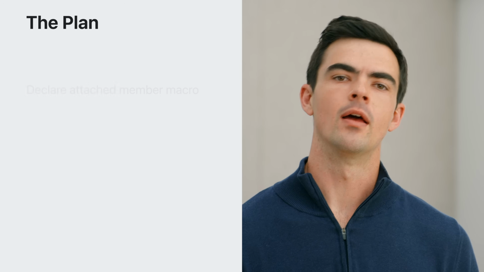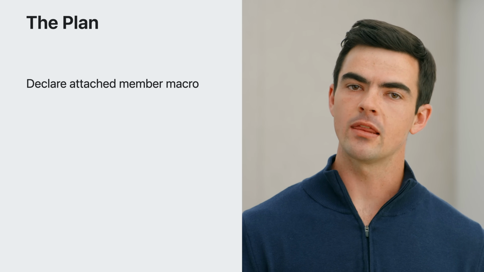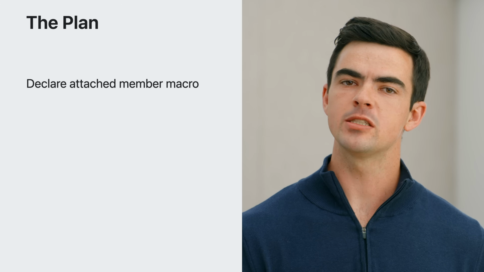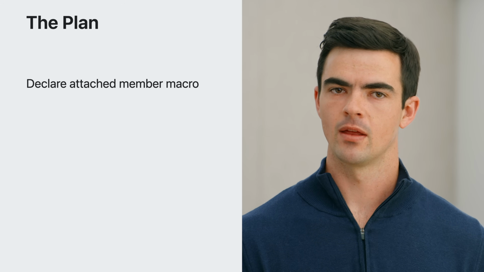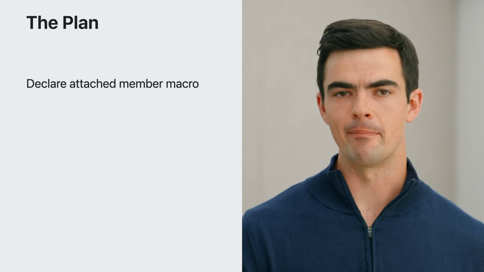What we want to do is to automatically generate the initializer and the computed property. How can we do this? Both the initializer and the computed property are members of the easy slope type. So we need to declare an attached member macro.